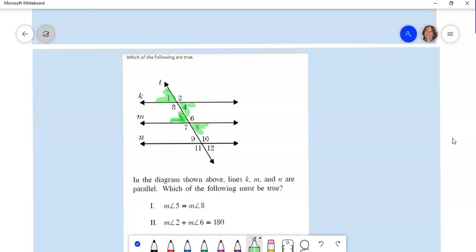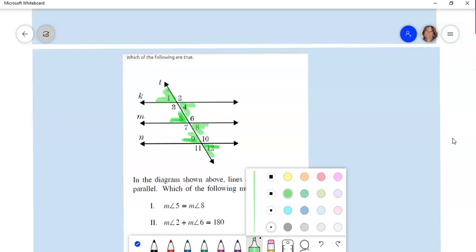Now carrying on to line N, we have angle 9 is corresponding to 1 and 5. It's also an alternate interior angle to angle 8. And then we also can say that angle 12 is congruent to 8, 4, and then also to 9 because it's a vertical angle to 9. So as you can see right now, just with our green highlights, we have angles 1, 4, 5, 8, 9, and 12 are all congruent to each other.